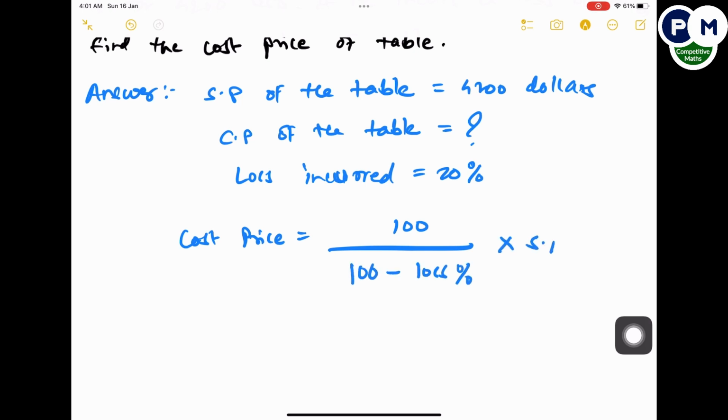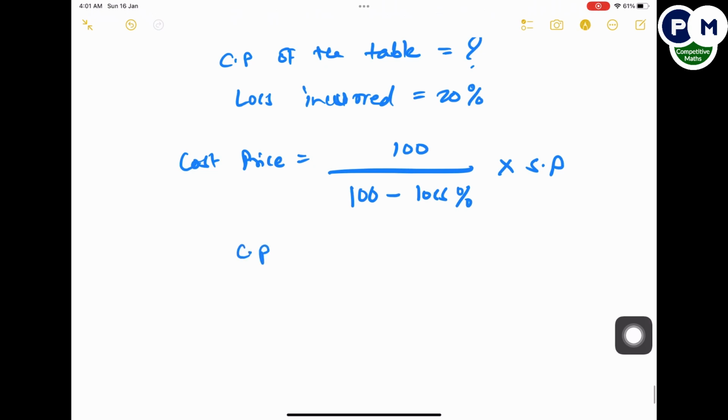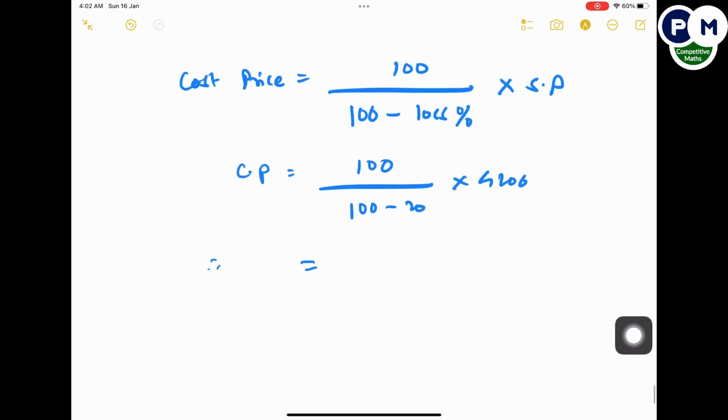By applying the formula, the cost price equals 100 divided by (100 minus loss percent), multiplied by selling price. Cost price equals 100 divided by 80 multiplied by 4,200, which gives us $5,250.